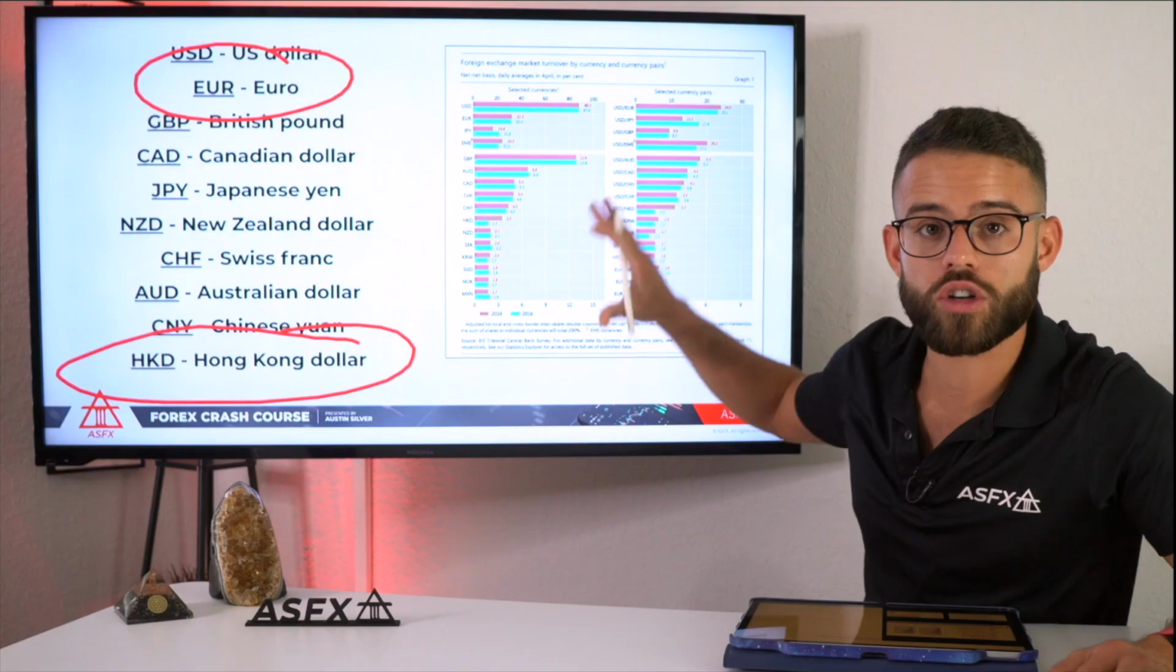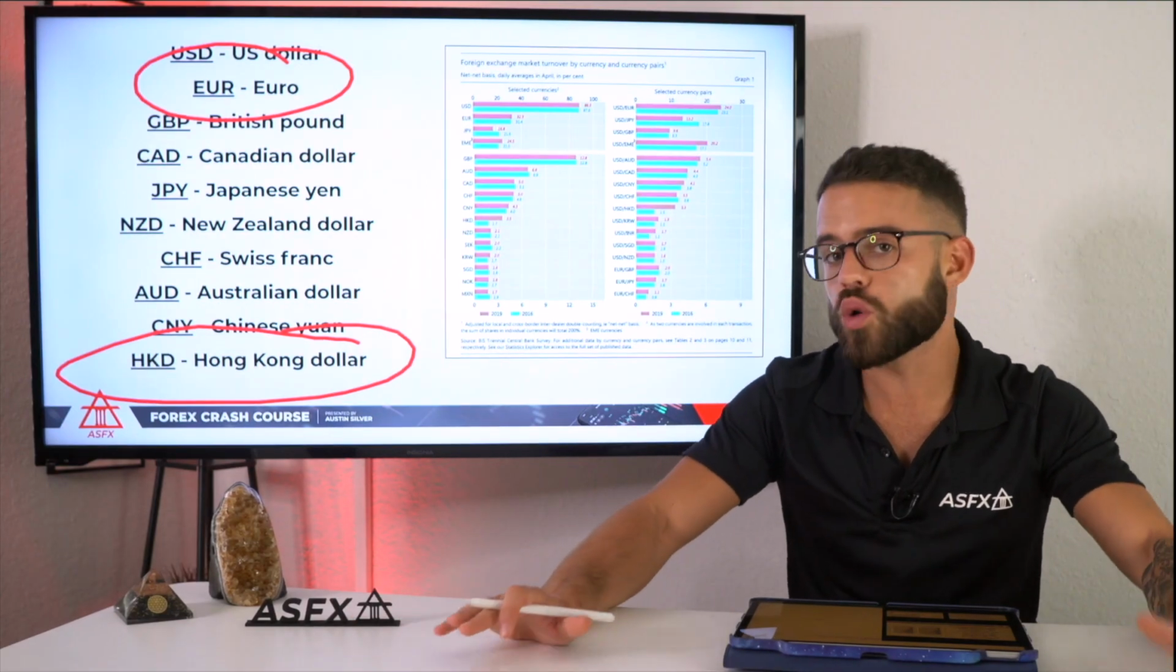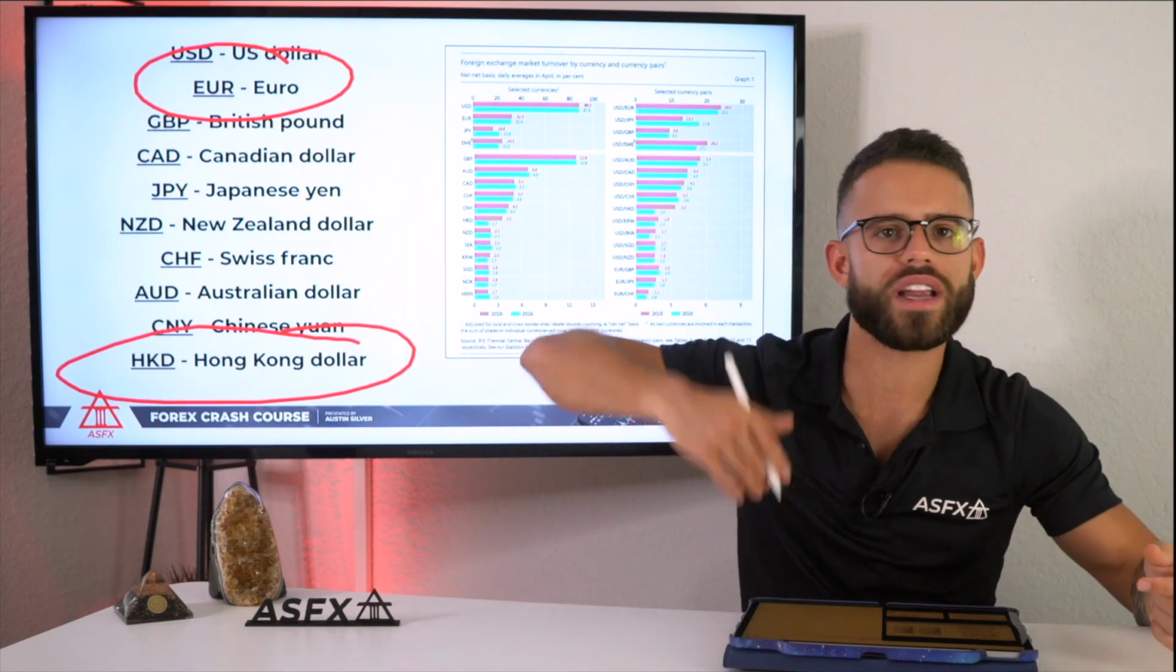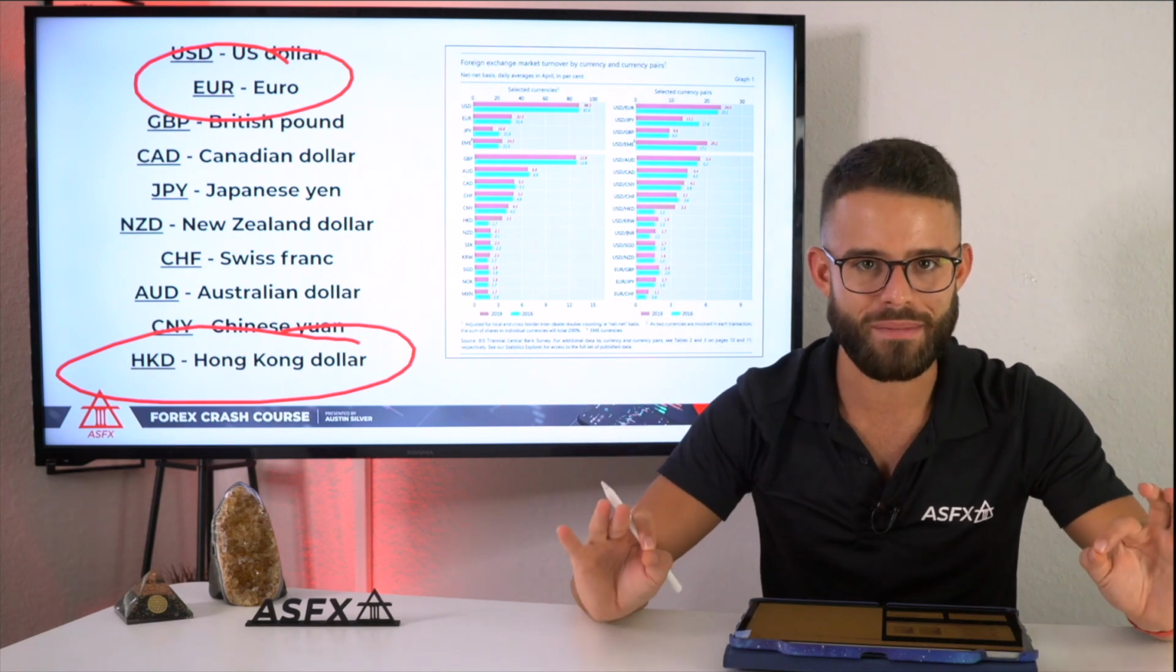Things involving the dollar, things involving the euro, things involving the pound, things involving the yen. Those are the currencies that are going to move the most. You're going to get in and out the easiest. You won't see crazy volatile movement, and they're going to trend for you, and that's where we find our moneymaker.